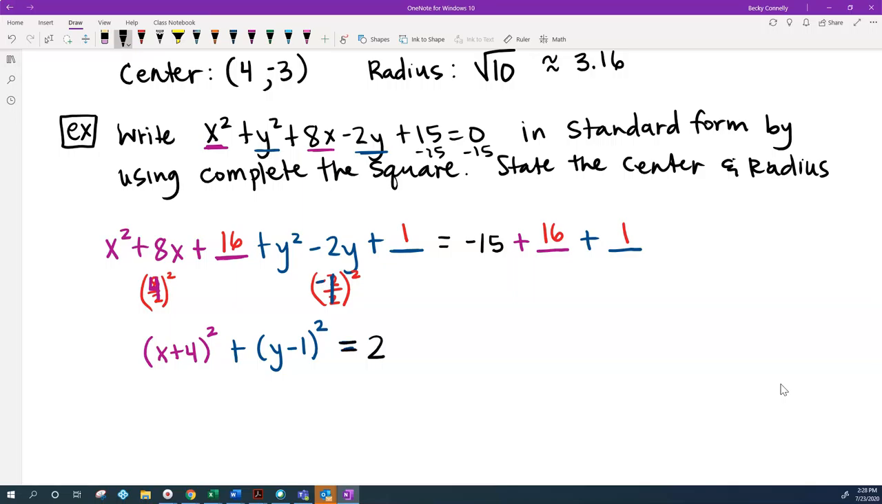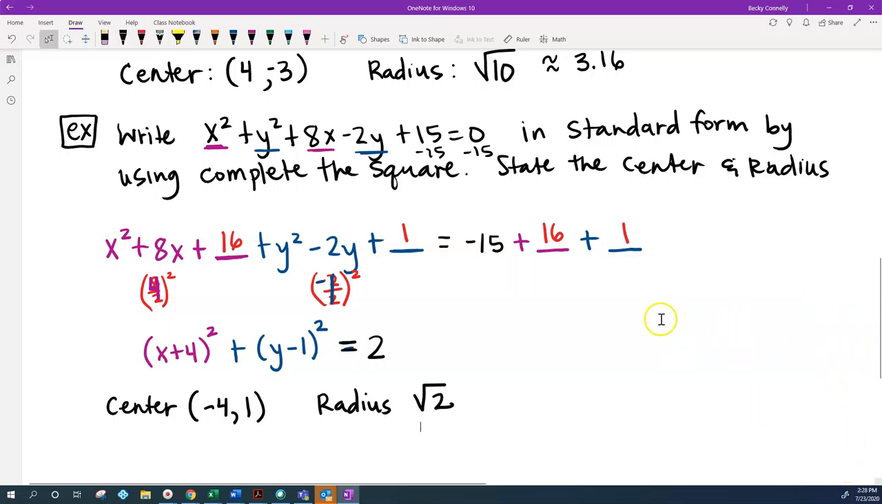Okay. And so then what would my center be? Let me just go ahead and say it out loud. I'll type it in. Negative 4, 1. Yeah, negative 4, positive 1. And then what's my radius? Square root of 2. Yeah, square root of 2. We can just leave it in root form unless it asks you specifically to change that to a decimal. Okay. All right, what questions do you have about that one?